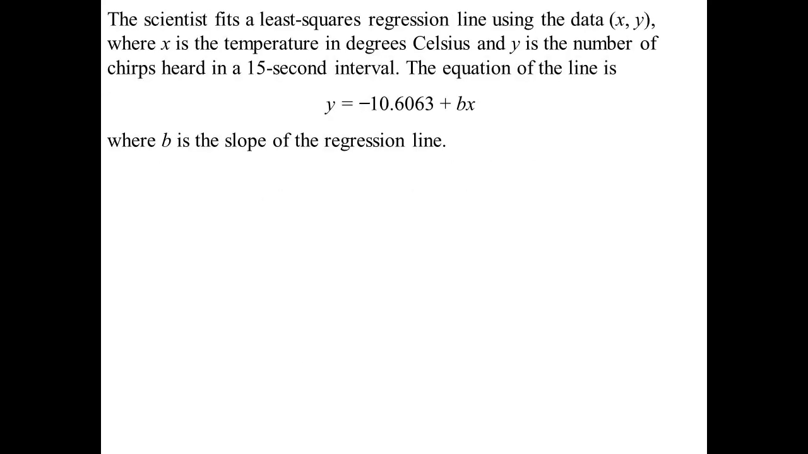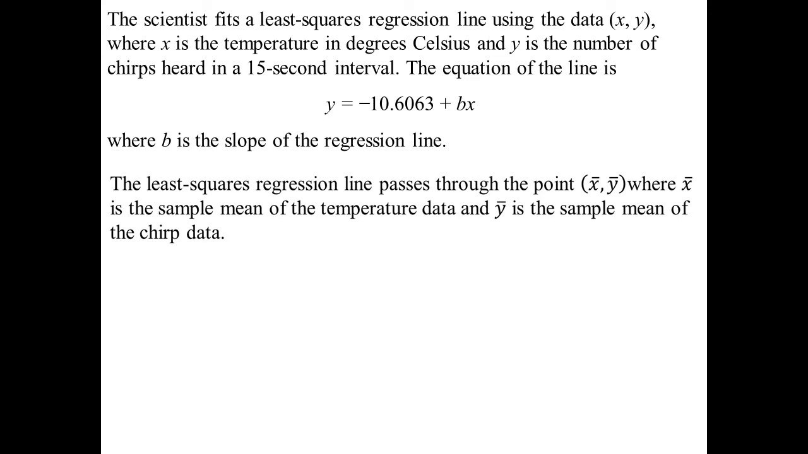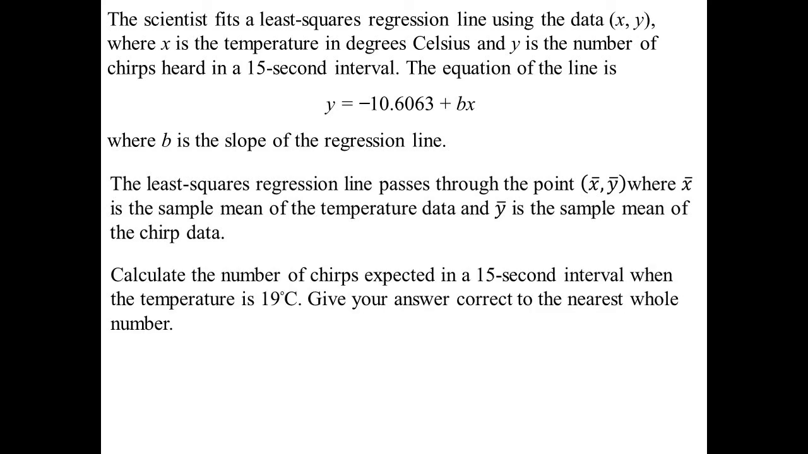A bit more information. They actually told them the equation. They didn't have to work it out. So they actually told them the equation of the regression line. And then they reminded them that, by the way, the line will always go through that particular point. And in case they didn't realise what x bar, y bar was, they even reminded them that x bar is the average of the temperature and y bar is the average of the chirps. Okay, we're almost at the actual question. Calculate the number of chirps expected in a 15-second interval when the temperature is 19 degrees.